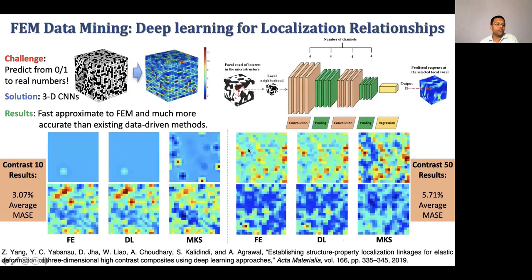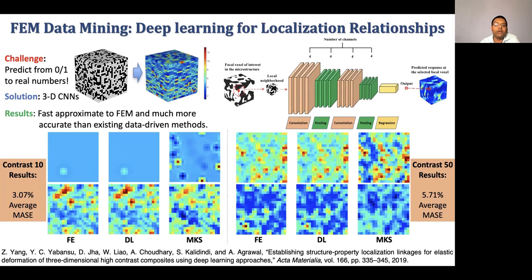Moving from DFT to finite element simulations, this is an example of applying deep learning to learn localization relationships. If you have a two-phase composite like this, with white and black voxels, and you apply a loading condition at the macro scale, how does that get distributed at the micro scale? That is the localization problem in a nutshell. It is desirable to find these regions of high strain, because that's where crack initiation is expected to happen.